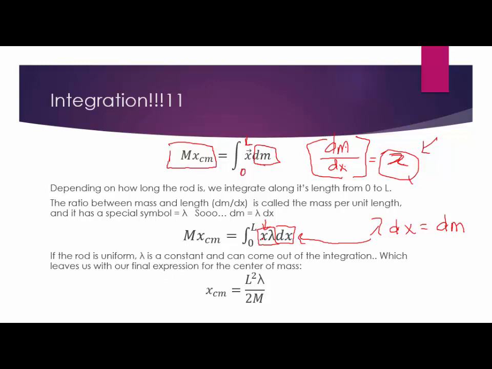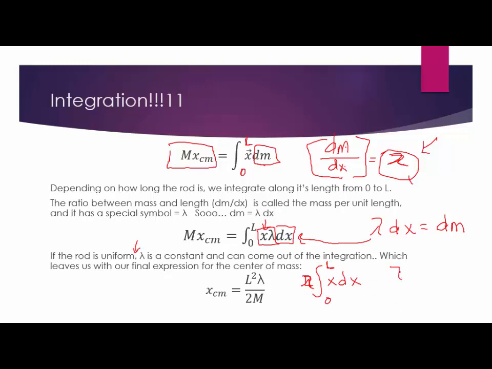The lambda, the mass per unit length, is a constant. So when I do my integration, that lambda will come out of the integration. So now I'm just integrating x dx, which is pretty easy to do. And I'm going to integrate that from 0 to L.